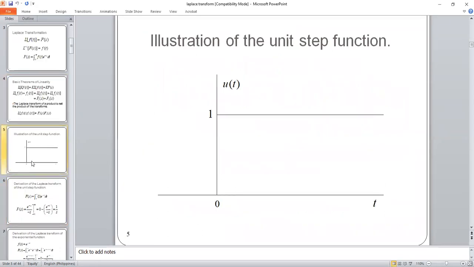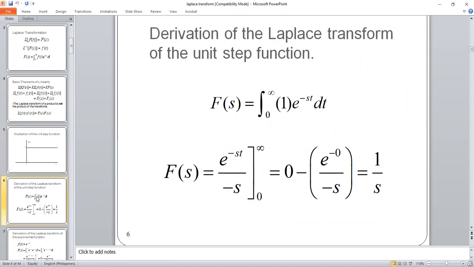I also shared to you last meeting the concept of the unit step function, represented as u of t. This is a function which has a value of 1 when t is equal to or greater than 0. So you can see the value of the function here is constant at 1 when t is greater than or equal to 0. Now, this unit step function is the basis in determining Laplace transforms of constants.